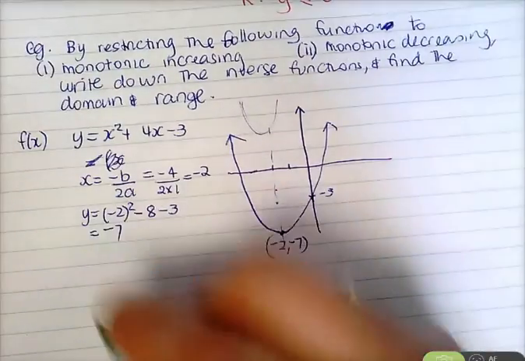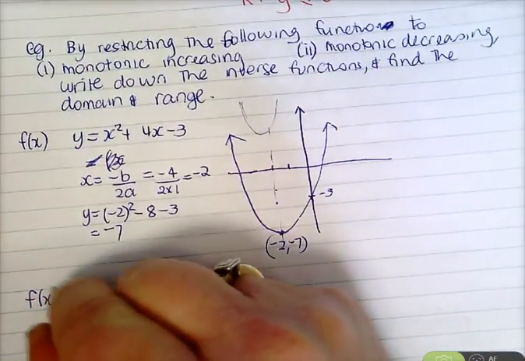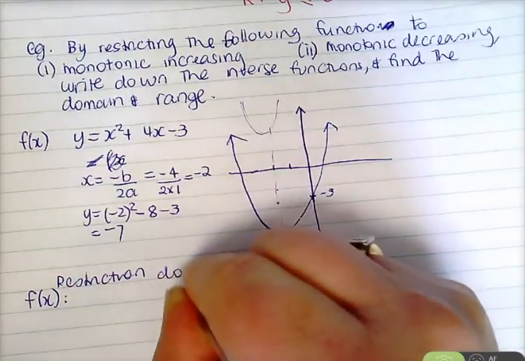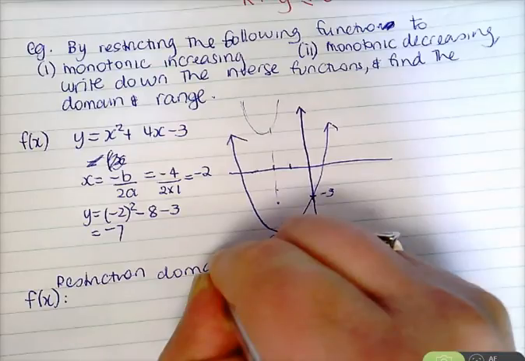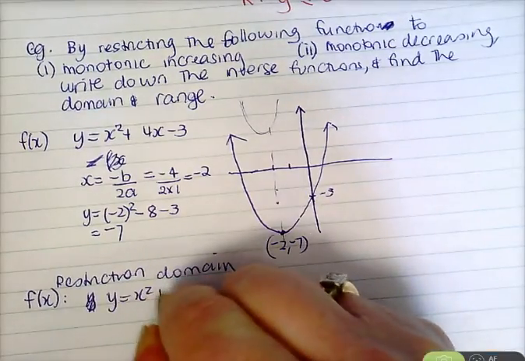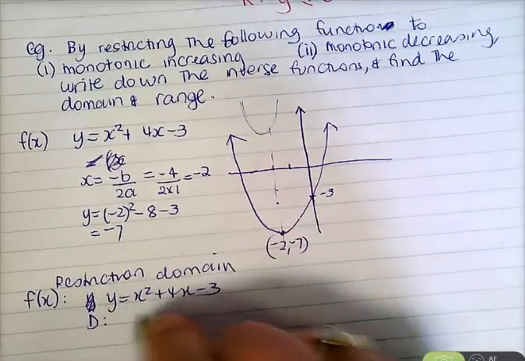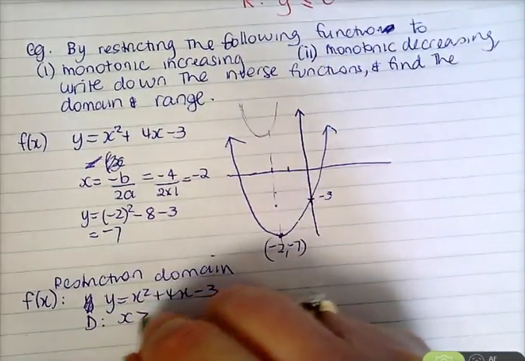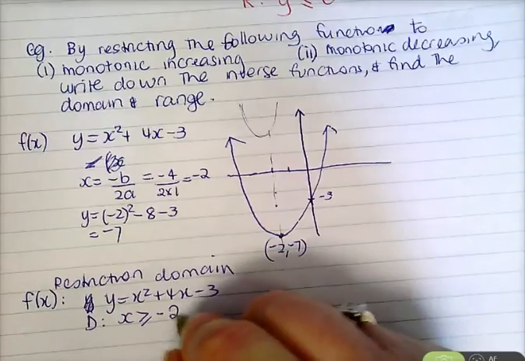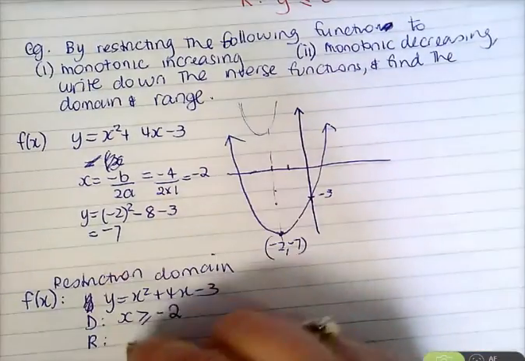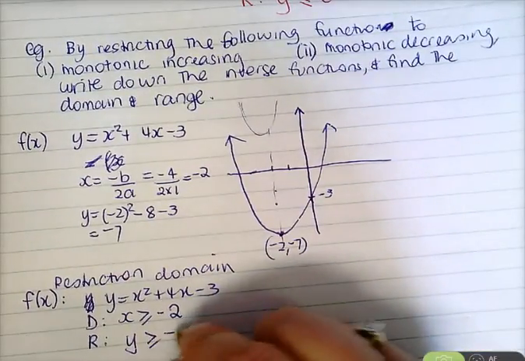So we're going to restrict the domain. So for the function of x, if we restrict the domain, let's look at the monotonic increasing function first. So looking at this one, our function is y equals x squared plus 4x minus 3. If the domain is just from here onwards to make it monotonic increasing, so if it's x greater than or equal to -2, then the range of that function, what are the y values? They are y is greater than or equal to -7.